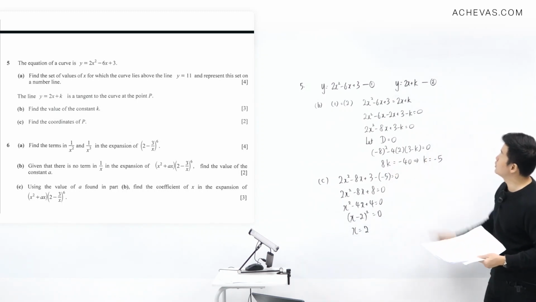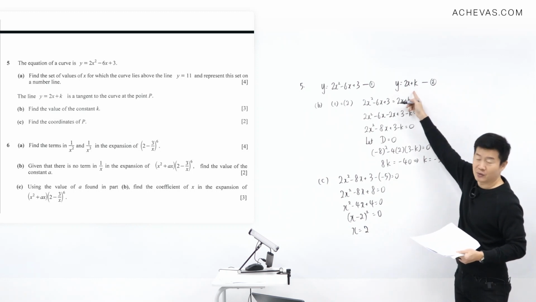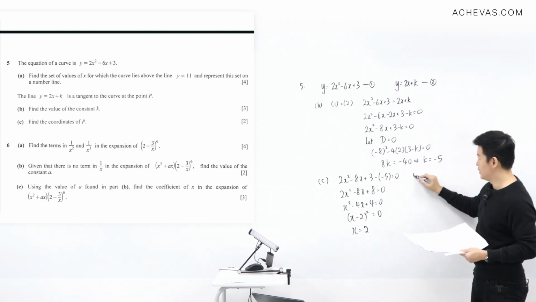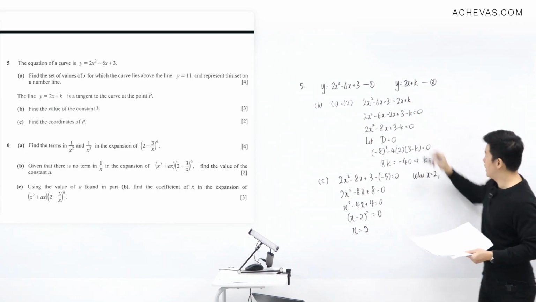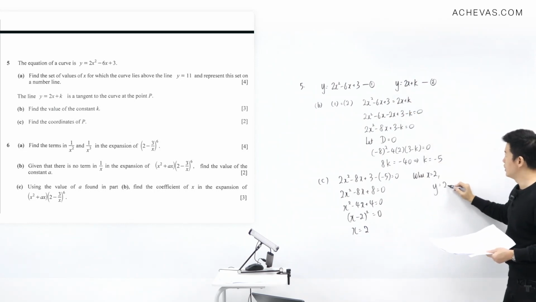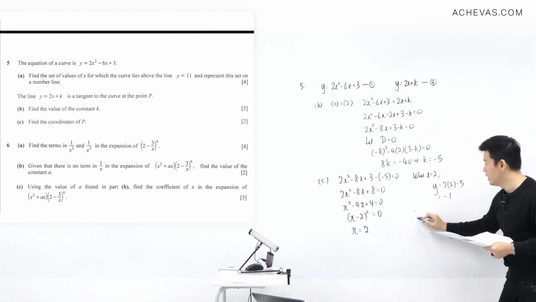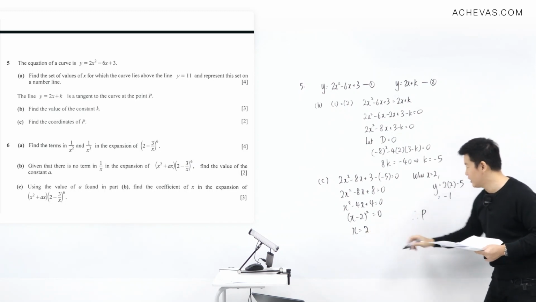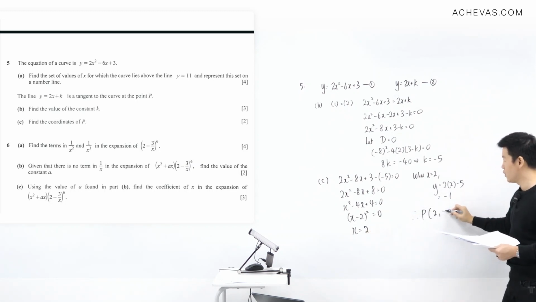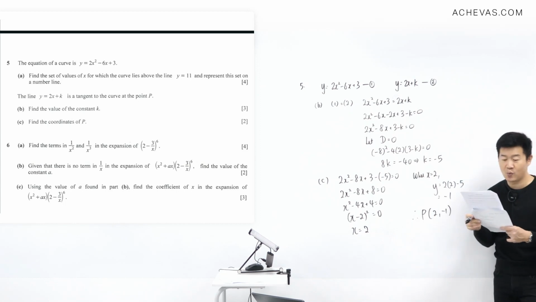So when x is equal to 2, we can substitute it back into here to find y. So let me just do it here. When x is equal to 2, y is going to be equal to 2x plus k, which is minus 5. So y is going to be equal to minus 1. Therefore, the x coordinate of P is 2 and the y coordinate of P is minus 1.